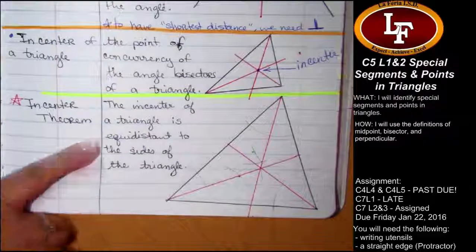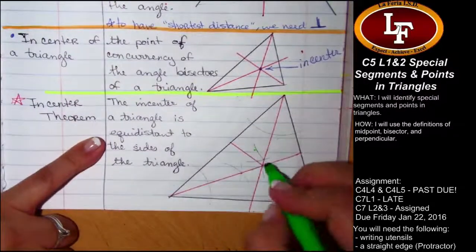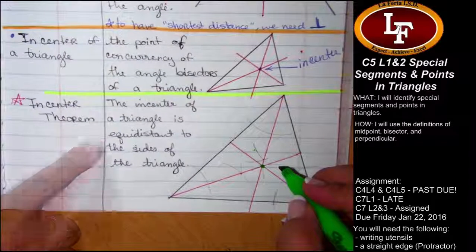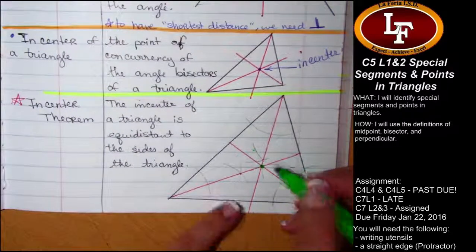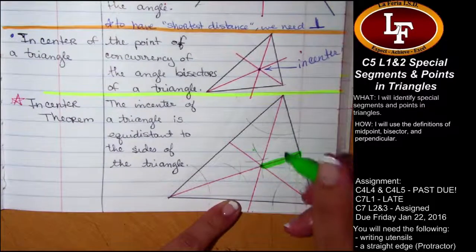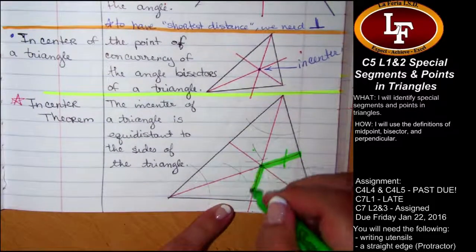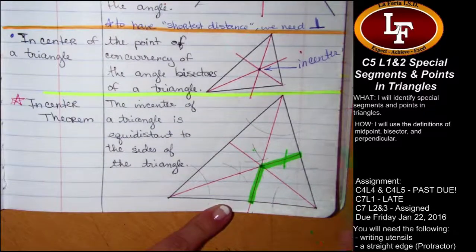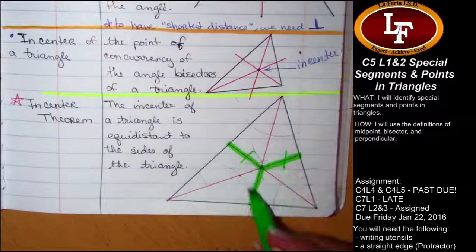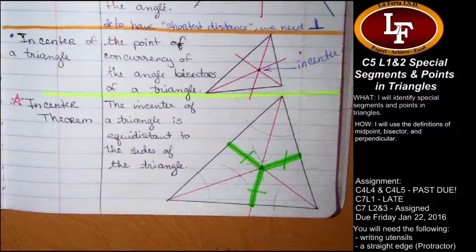All right. So the theorem says this. This point right here, which is the in-center, is the same distance from every side, which means this segment right here that goes from the in-center to the side is going to be congruent to this segment right here, which is going to be congruent to this segment right here. All of these sides are going to have the same distance.